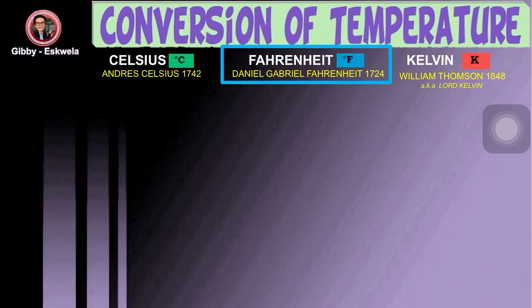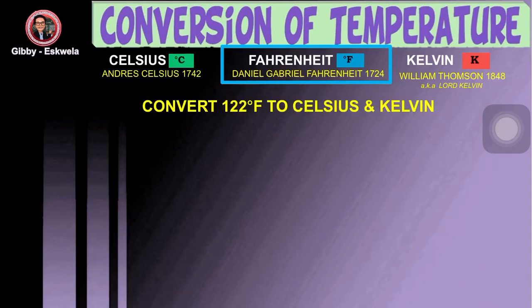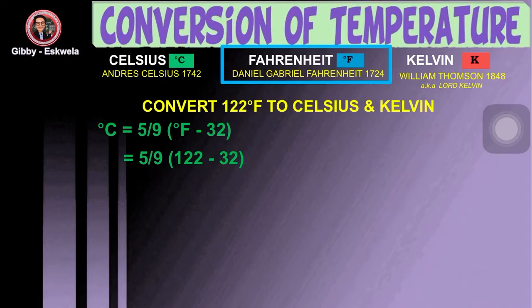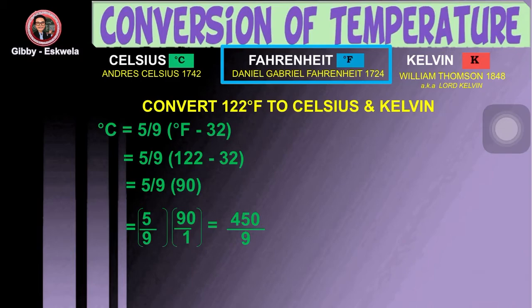This time, let's convert 122 degrees Fahrenheit to Celsius and Kelvin. Doing so, please use this formula. Then substitute the value for Fahrenheit, which is 122, then subtract 32 from it. That would be 5 over 9 times 122 minus 32. Following the PEMDAS rule, we need to do the required operation inside the parentheses first. We need to get the difference between 122 and 32, which is 90, then multiply it by 5 over 9. So it will be 5 over 9 times 90 over 1.